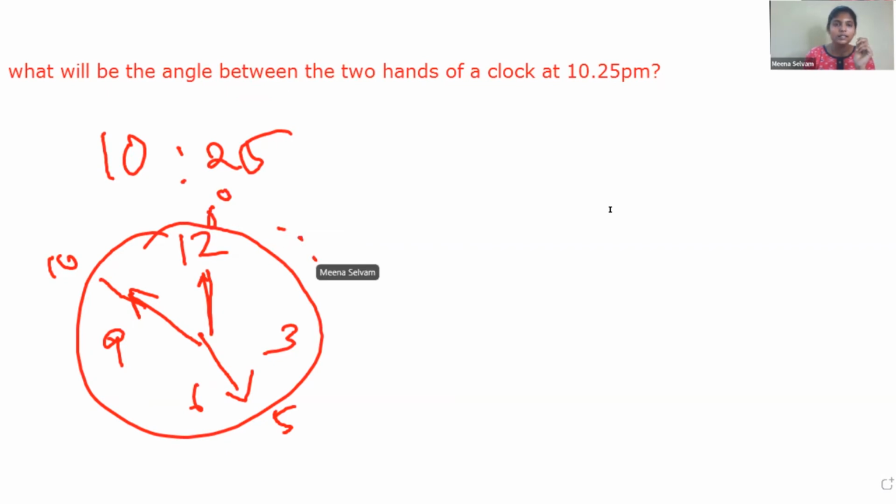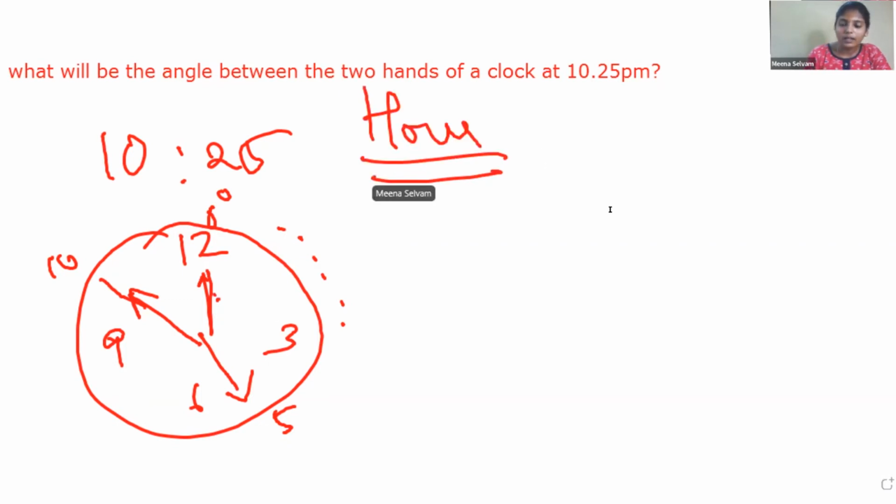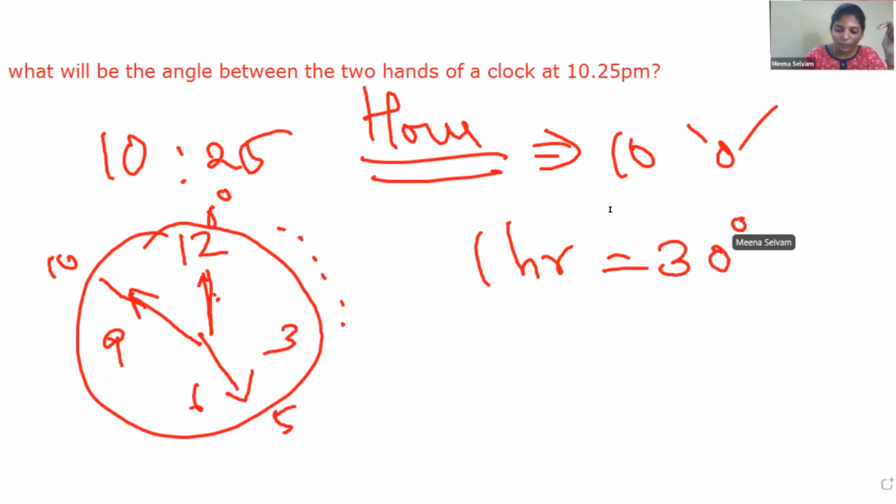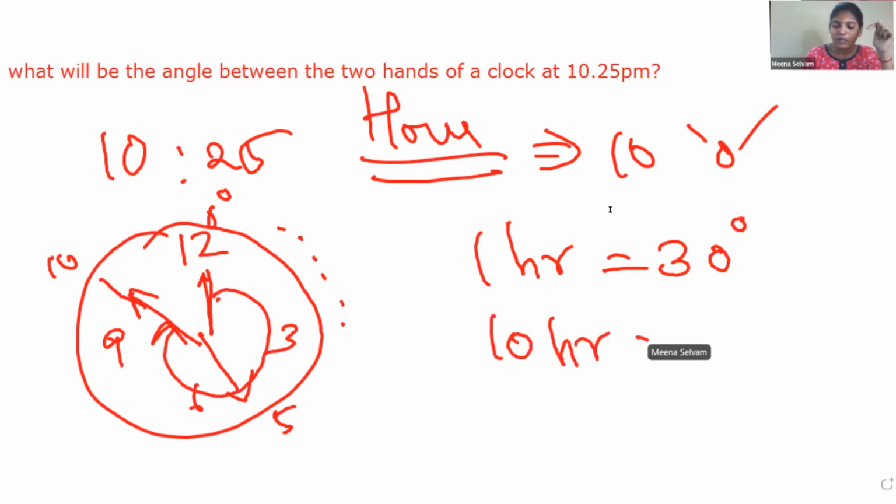From there it starts. Now let's take only the hour hand. From 12, that is 10 o'clock. We know that 1 hour makes 30 degrees, meaning to come to the position of 10, it should have moved 10 hours, which means 300 degrees. Am I right? 10 into 30 is 300 degrees.